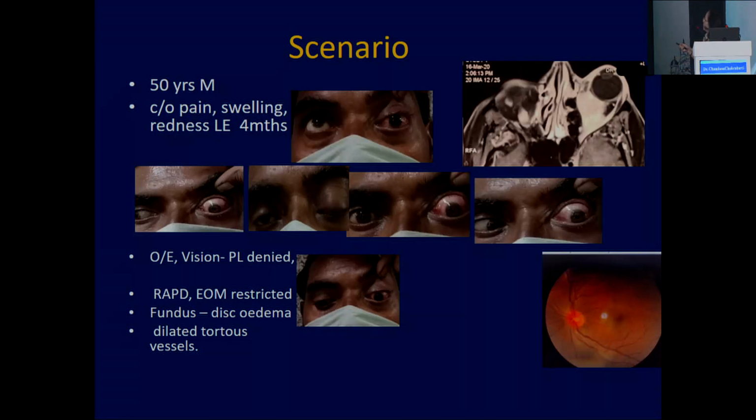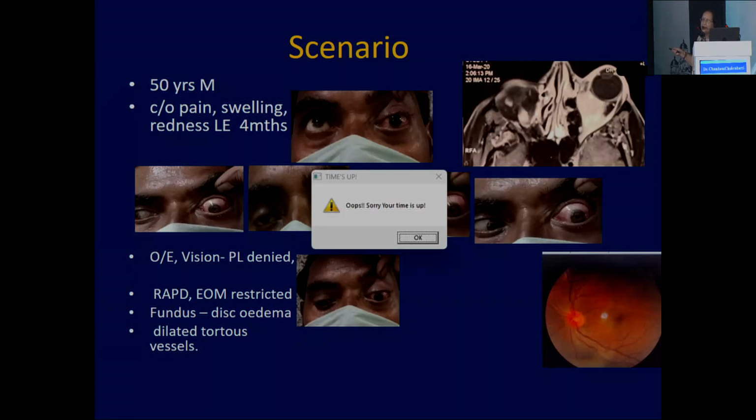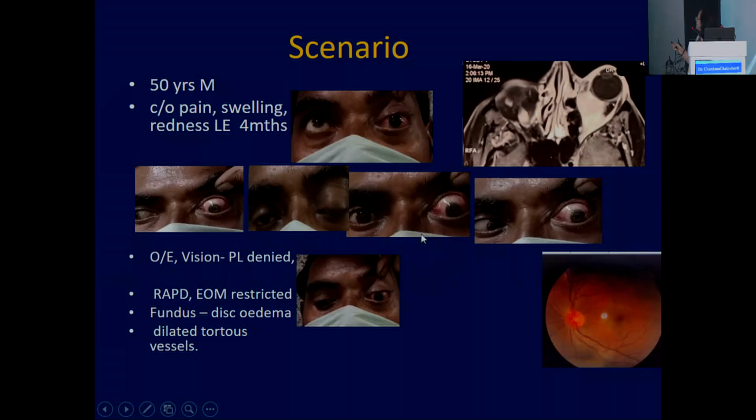this patient came to us when the patient was already treated for almost 5 to 6 months outside with oral corticosteroid, and then he came to us with a picture like this: PL negative, RAPD in the left eye, fundus disc edema, you can see, total ophthalmoplegia. And this was the CT picture. As you can see, there is a hyperintensity in the MRI.